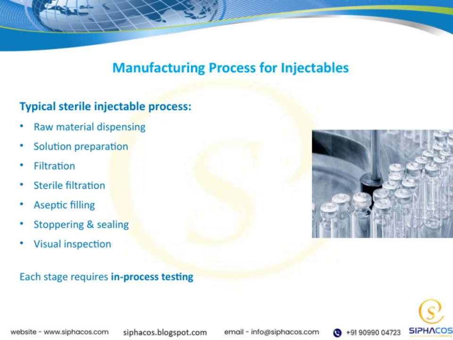Following this, we proceed to aseptic filling, where the sterile solution is transferred into vials or syringes in a highly controlled environment. Once filled, the containers are stoppered and sealed securely to prevent contamination. The final step is visual inspection, where each container is carefully checked for defects or particulates.